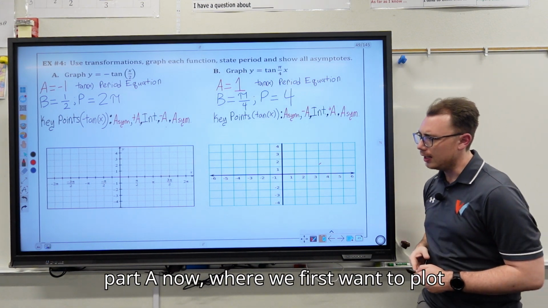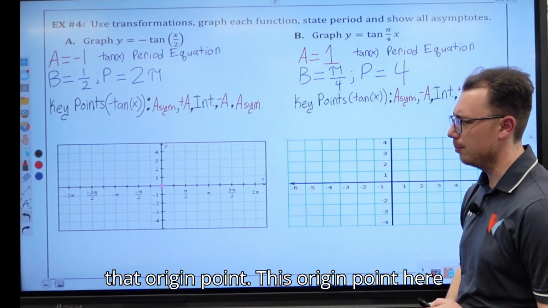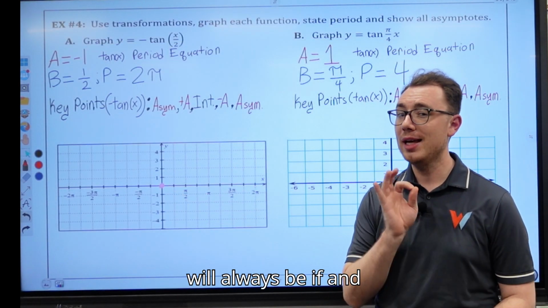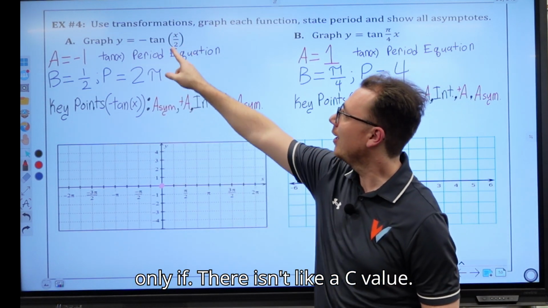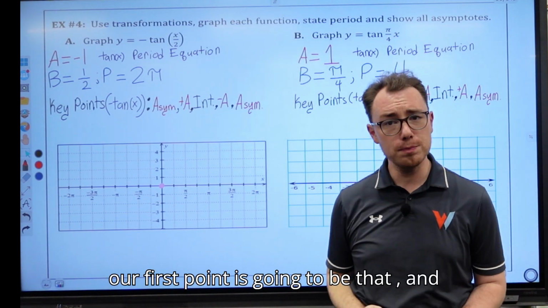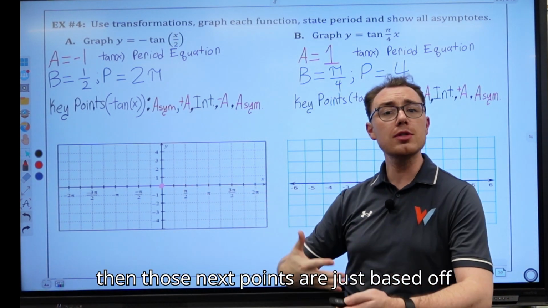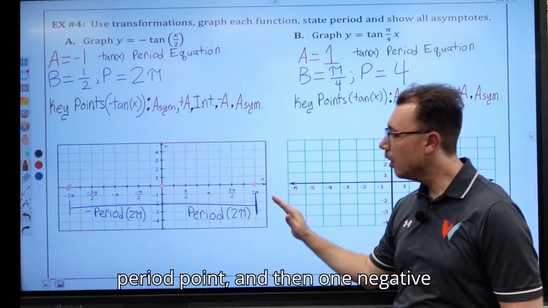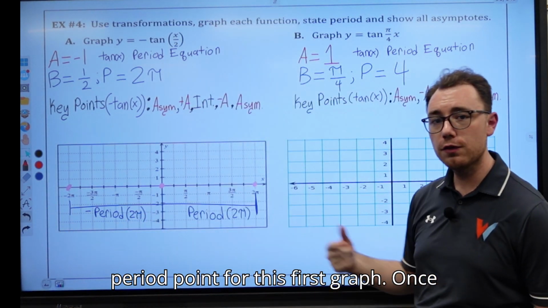Let's graph part A now, where we first want to plot that origin point. This origin point here will always be 0, 0 if and only if there isn't a C value. As long as we don't have a phase shift, our first point is going to be that 0, 0, and then those next points are just based off of the period. We can do one positive period point and then one negative period point for this first graph.